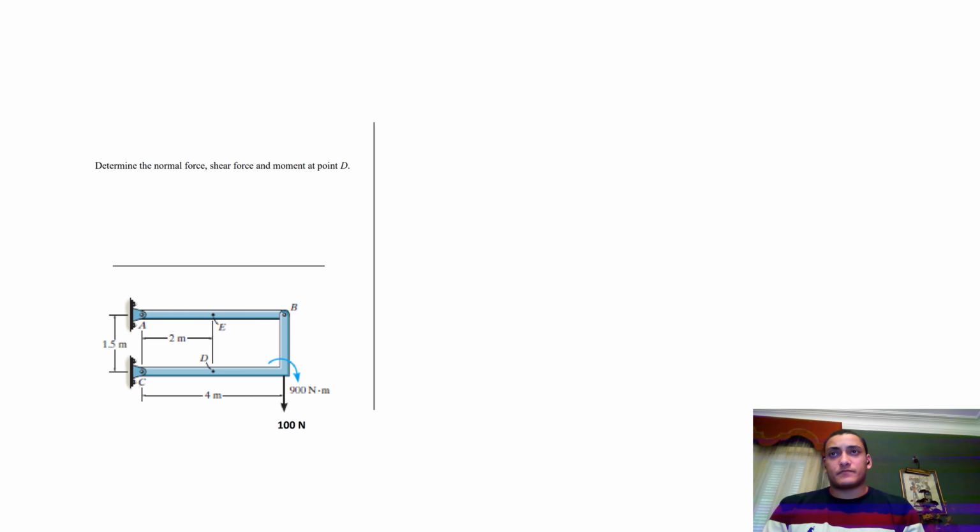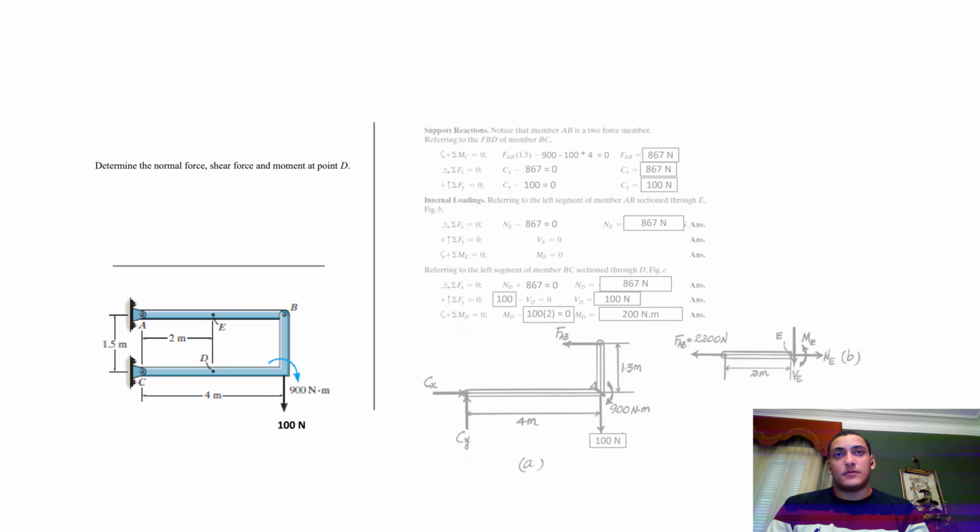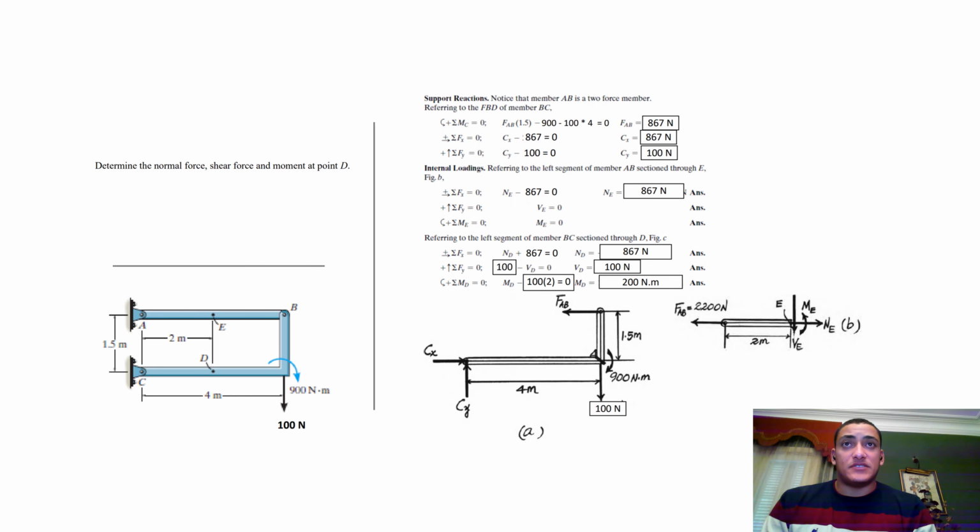Determine the normal force, shear force, and moment at point D. As you can see in the figure here, point D is in the middle of pin C. As you can see, this is the answer for it. Support reactions. Notice that member AB is a two-force member, referring to the FBD of member BC. So first let's start by getting the moment at point C. So FAB, which is unknown, multiplied by 1.5, the distance, minus 900, minus 100 multiplied by 4 equals 0, resulting in FAB equaling 867 newtons.